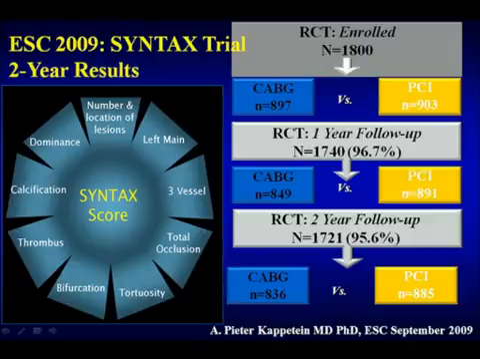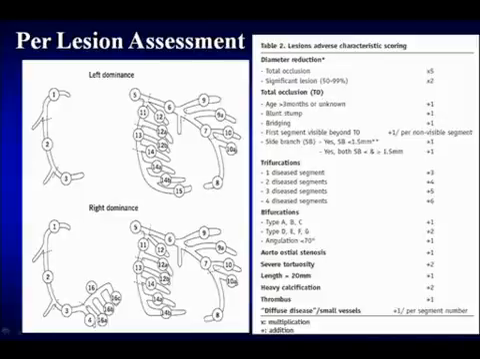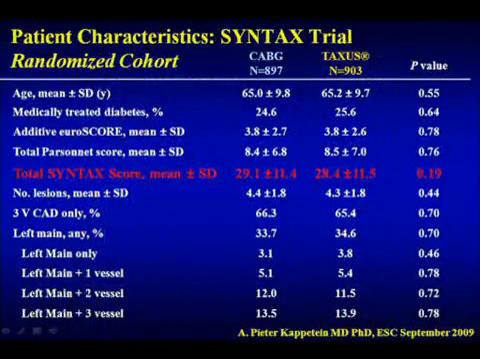There was 96% follow-up of these 1800 patients, and as you can see there, the SYNTAX score is based on the lesion morphology and where the lesion is. Of course each lesion and vessel gets a particular number that you calculate, and overall in the trial the SYNTAX score was 29 and 28.4 respectively in the CABG and TAXUS group. They were matched in comparison, and of course, as you know, 2/3 were 3 vessel and 1/3 were left main in the trial.